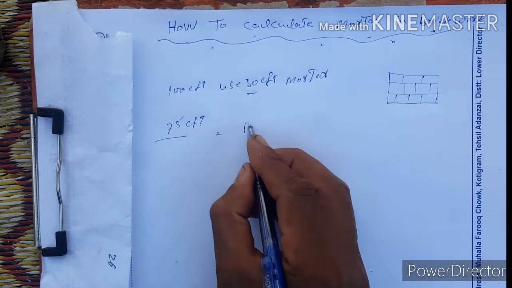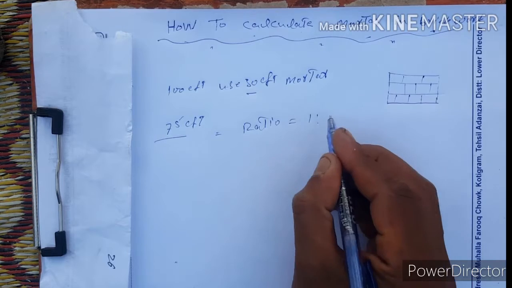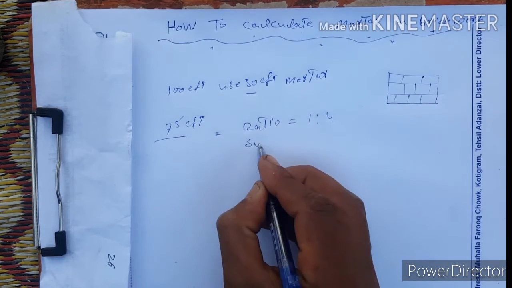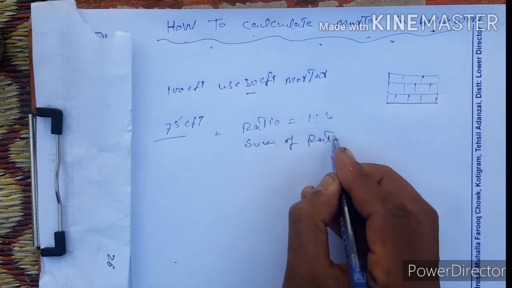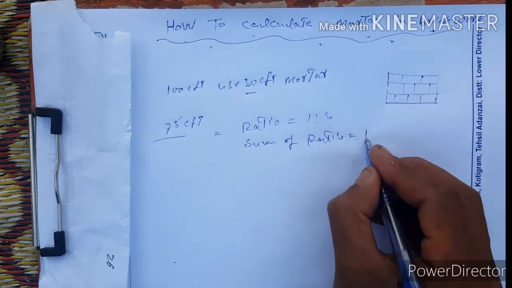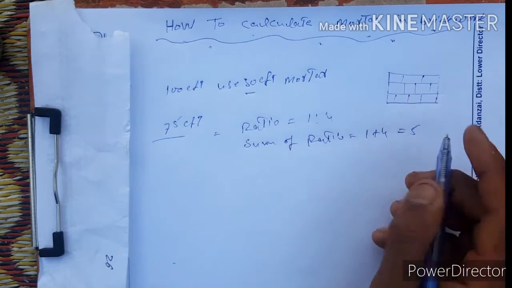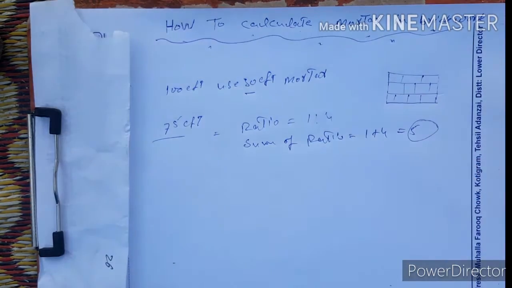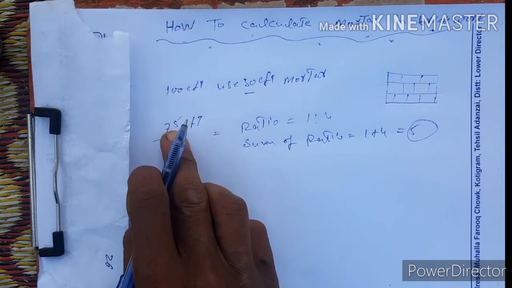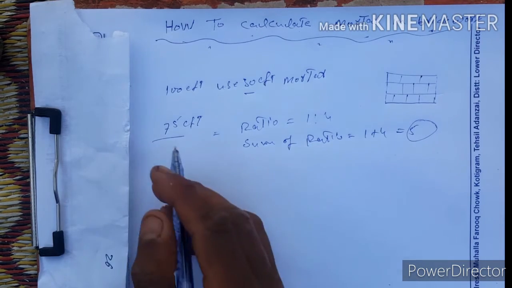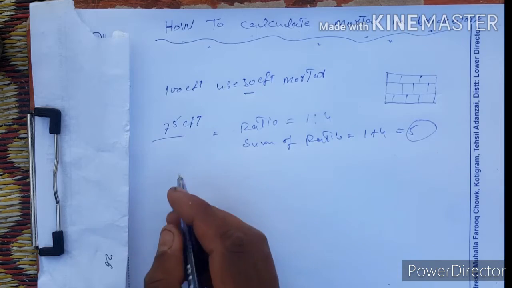The ratio is 1:4. Sum up the ratio: 1 plus 4 is equal to 5. The sum of the ratio is 5. This is wet volume. Now I find how much mortar is used in this safety.